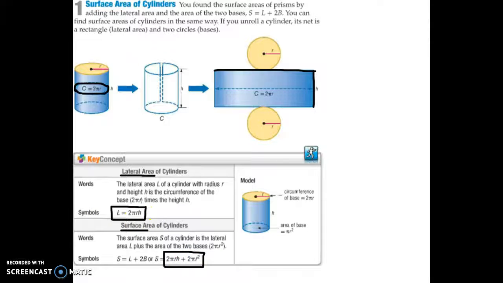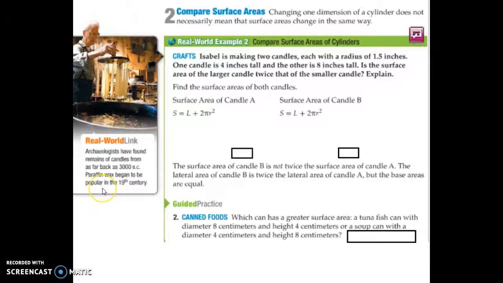Alright, one other question that seems a trick, and this always pops up on your standardized tests, even when you get to juniors on the ACT, this will pop up. They're going to compare the surface area of two different figures, and they want to know if it is twice the size, 3 times the size, 4 times the size, whatever it is. Okay, so let's read the story here. I have 2 candles, both have the same radius of 1.5, but one of them is 4 inches tall and the other is 8 inches tall. Is the surface area of the larger twice the smaller? So I'm just going to find the surface area of both of these and compare their answers.